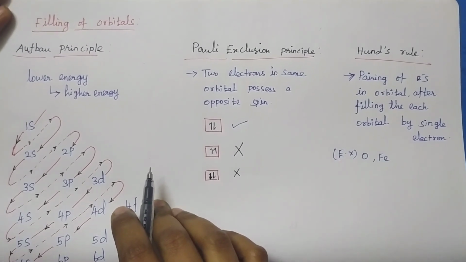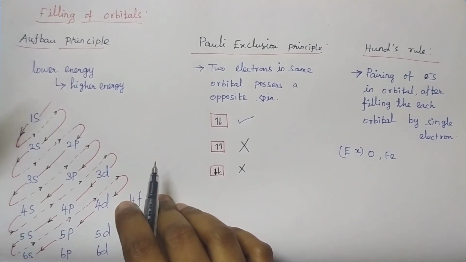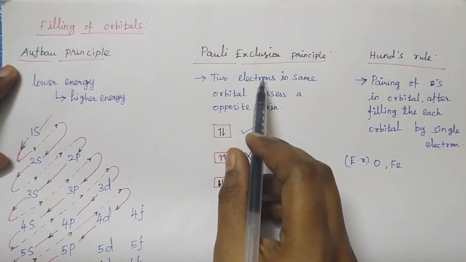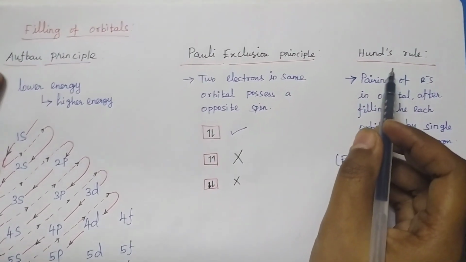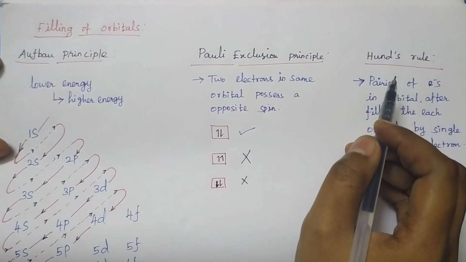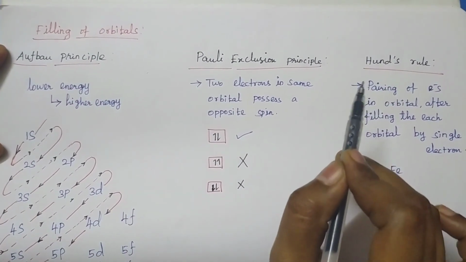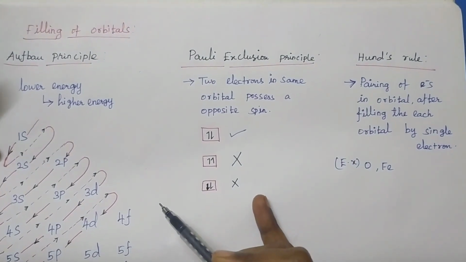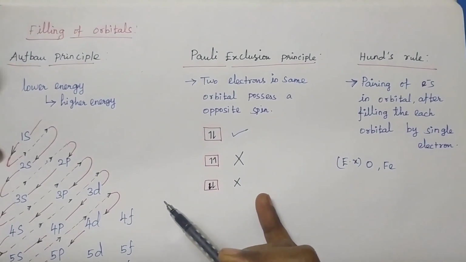The filling of orbitals is based on three rules. What are they? The Aufbau principle, Pauli exclusion principle and Hund's rule. Based on these three principles only, you can fill the electrons in orbitals. So first we are going to see the Aufbau principle. What does the Aufbau principle mean?